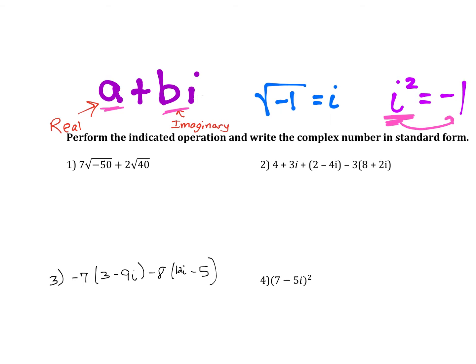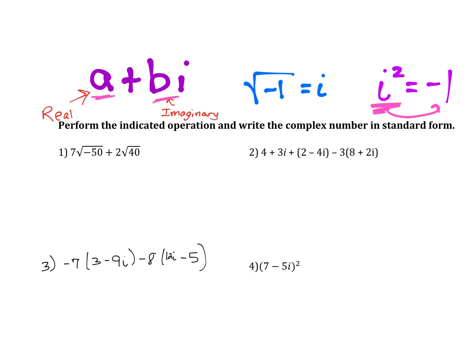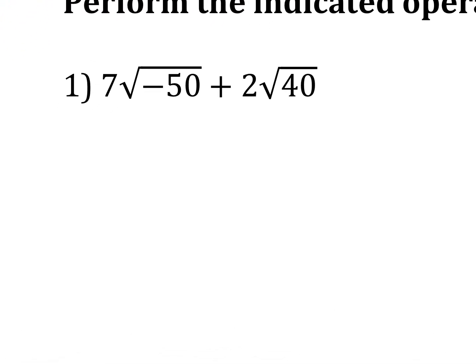So for number 1, it says perform the indicated operations and write the complex number in standard form. What should we do for number 1? So we want to try to get what's under the radical to be the same, so we're going to break down everything in the radical. So here I have 10 and 5. 10 breaks down into 2 and 5. So what can I take out of my radical? A 5, and what else? An i. So this would be 7 times 5i square root. What's left on the inside? 2.